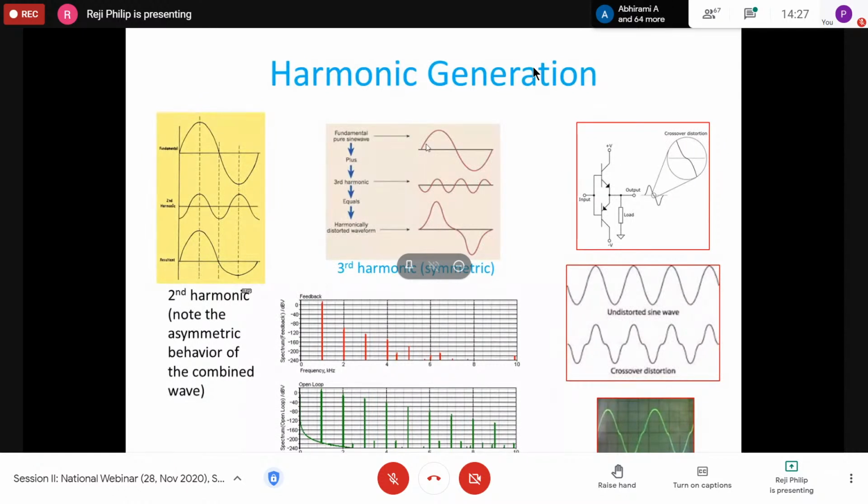Now look at third harmonic generation. Here this is the fundamental wave, and this is its third harmonic. The third harmonic is 3 times the frequency, 3 omega. That's why it looks like that. Now, if you add these two things together, you will get something which is symmetric. So this wave is symmetric. Only thing is, it's not purely a sine wave.